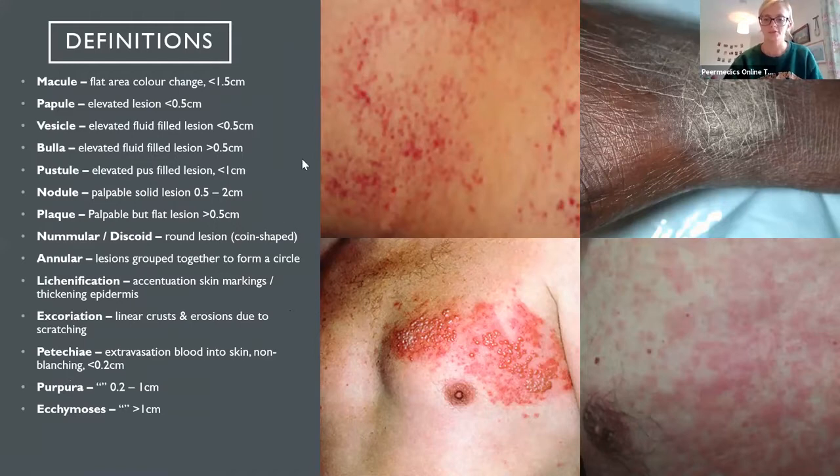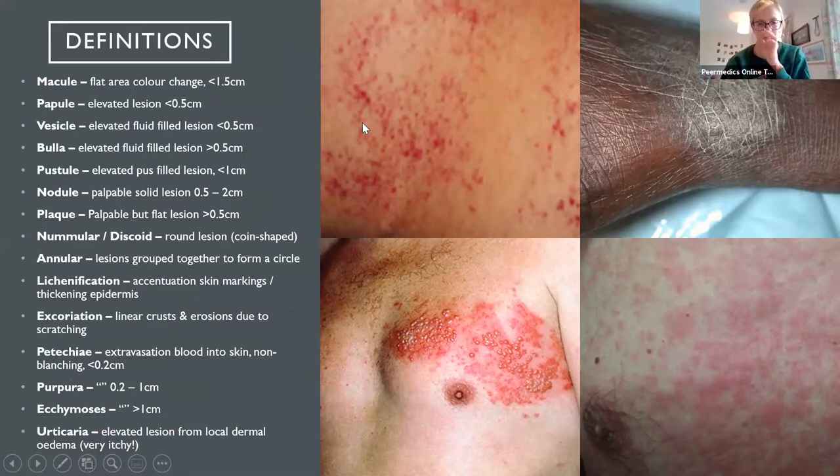So this first one up here, I guess it's hard to tell from the picture, but this would be described as a widespread petechial rash. You would maybe ask the examiner, or in real life you would press on it and see that it's non-blanching. These tiny ones are petechiae, whereas those bigger ones are purpura. This petechial purpuric rash can commonly be seen with meningococcal septicaemia.